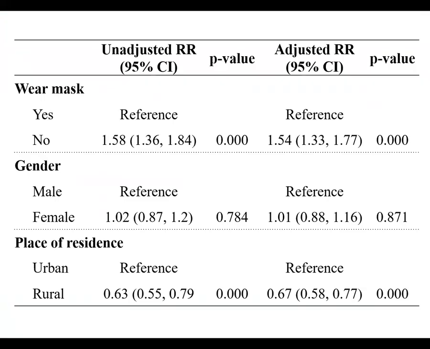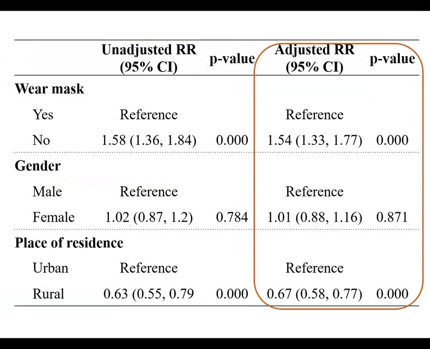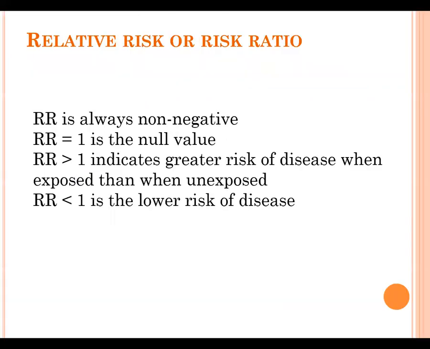And we can prepare the table like this, where these are unadjusted RR calculated by simple log binomial regression, and these are adjusted RR calculated by multiple log binomial regression. Now we interpret the result based on adjusted RR, and we see again the properties of risk ratio.